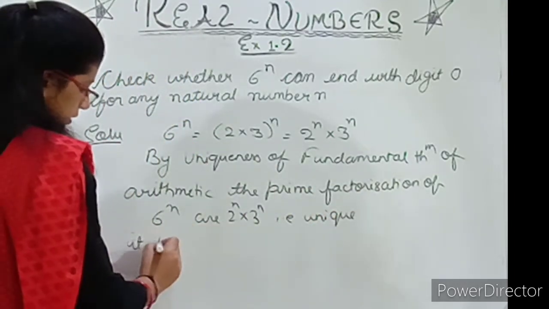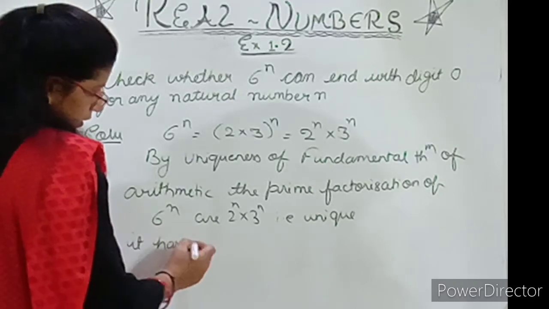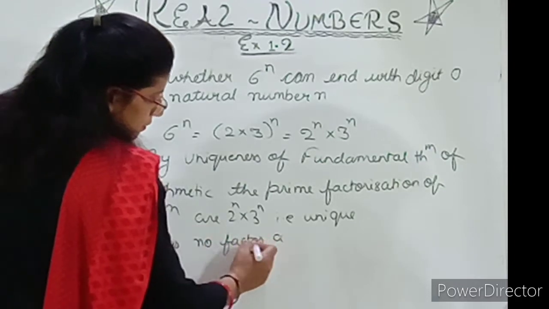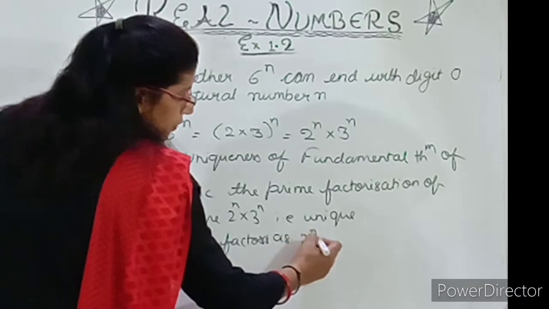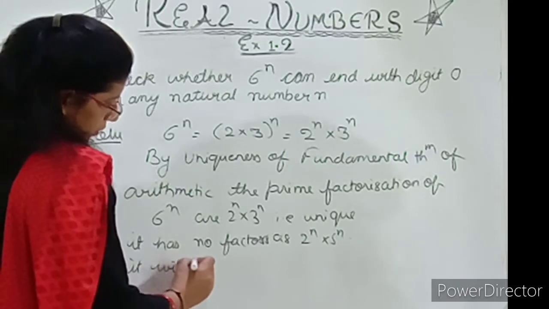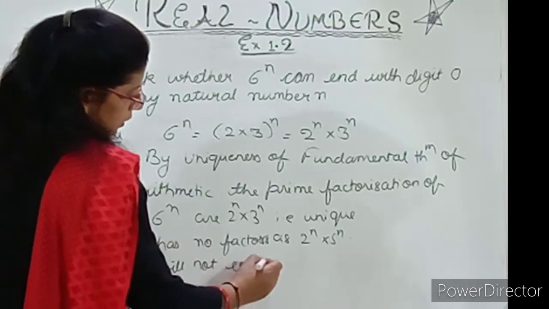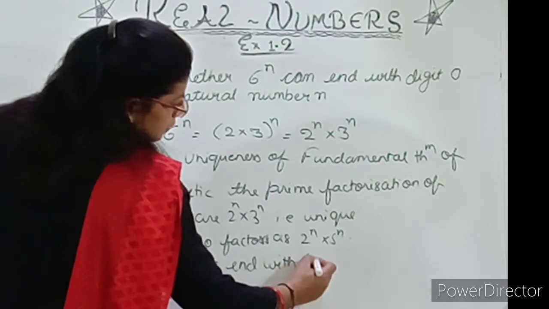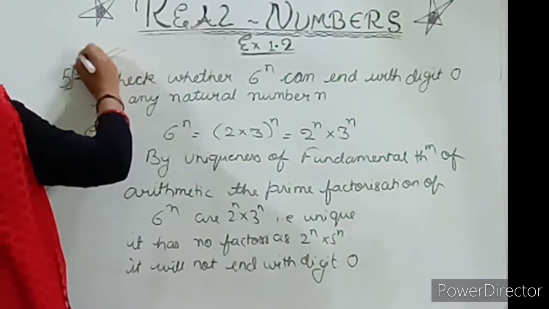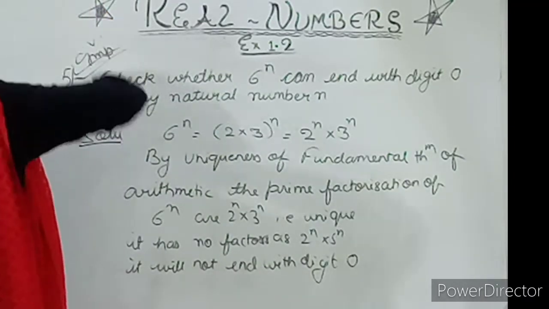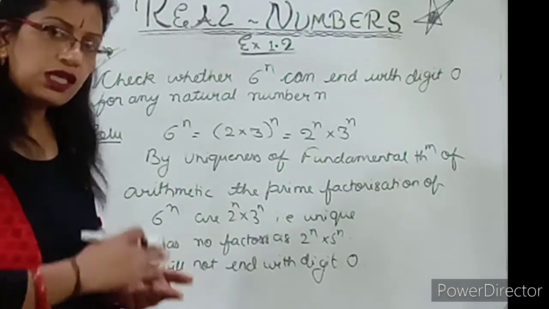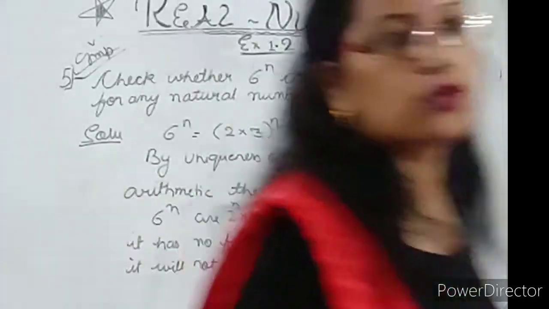It has no factors of the form 2 raised to the power n into 5 raised to the power n. Therefore, it will not end with digit 0. And I told you previously also, this is a very important question, so do it properly. So this was your question number 5. If you want to see it again, revise the video. Okay, so now we'll start the next.